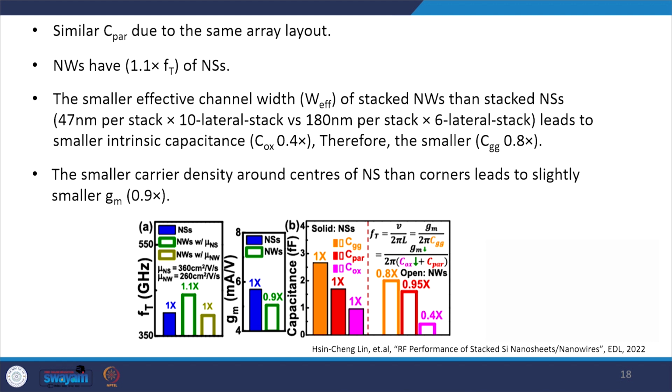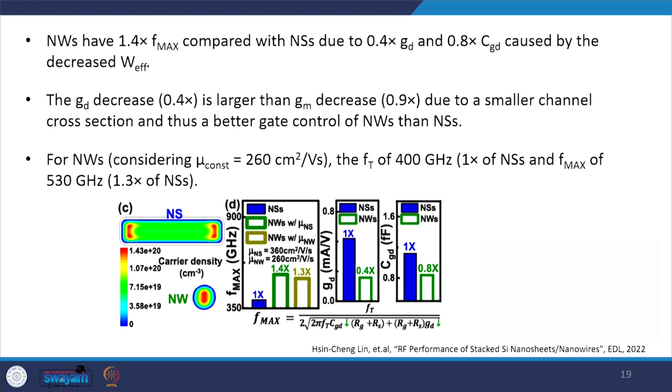In reality they will be rounding, and this rounding will result in a decrement in the electric field, which will reduce the value of GM by approximately 10%. When this happens, you typically have a slightly smaller value of GM, and therefore your AV is reduced, the voltage gain is reduced. The FT is given by GM upon 2 pi CGG, and that is quite interesting. How GM and CGG vary with most of the operations is what you need to study.